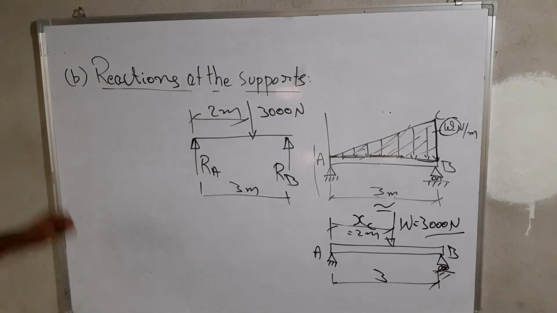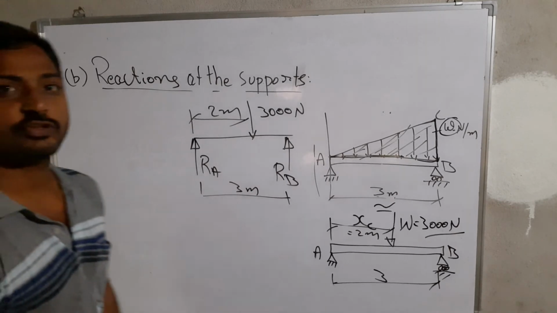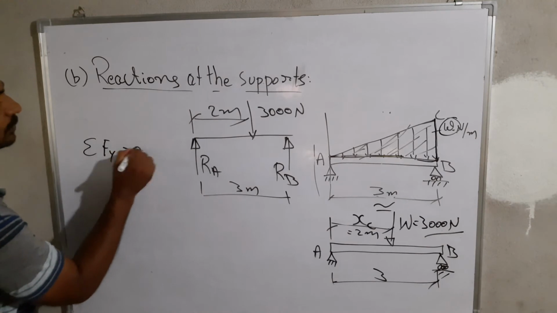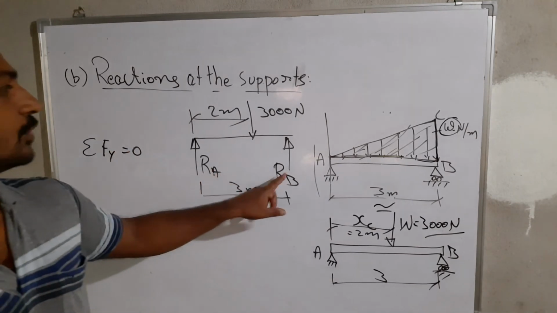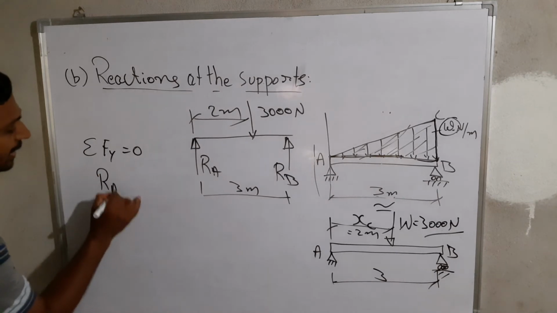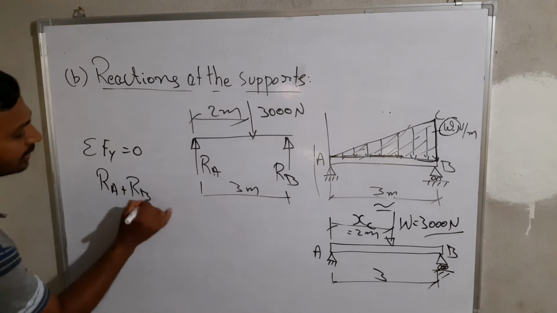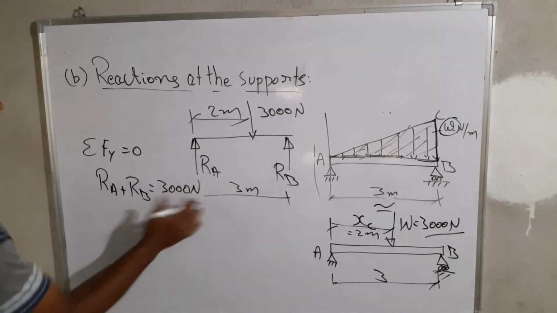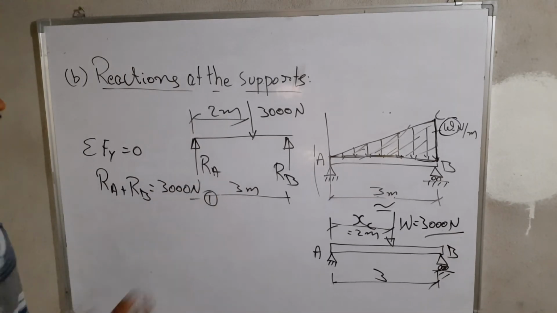Once that is there, I apply the equations of equilibrium. That's sigma Fy is equal to 0, because you can see the two forces are acting vertically, and one force is acting in the downward direction. That's RA plus RB is equal to 3000 newtons. This is equation 1, if I say.